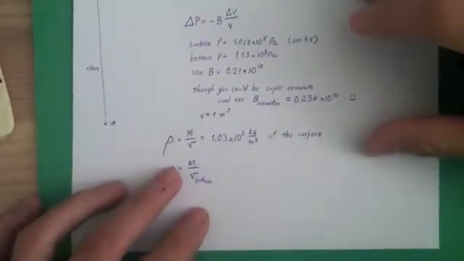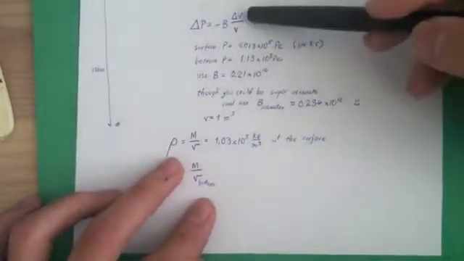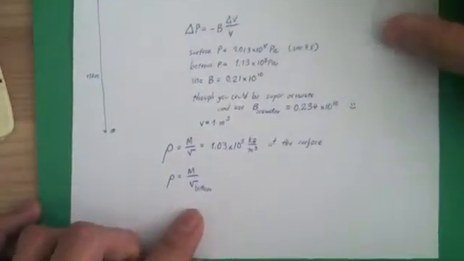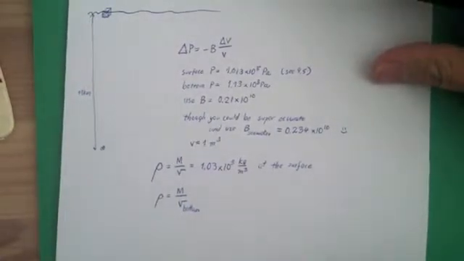The second part of the question asks for the density. Density is mass over volume, and we just calculated the change in volume, and therefore you can find the density at the bottom and use that as a measure of compressibility for seawater.